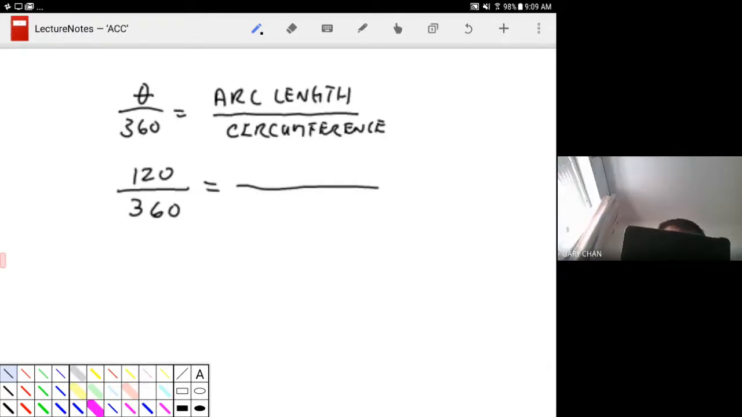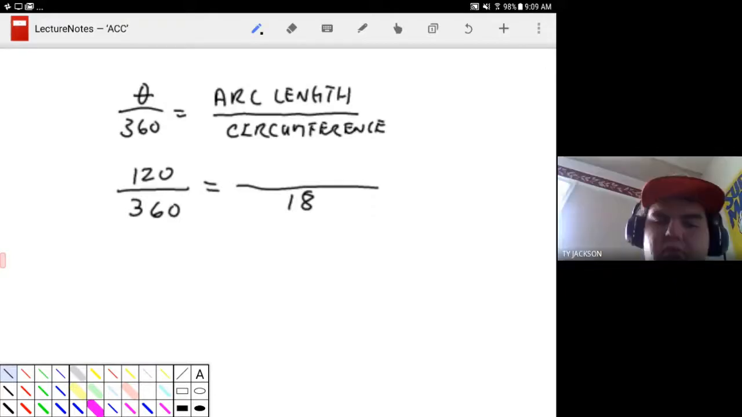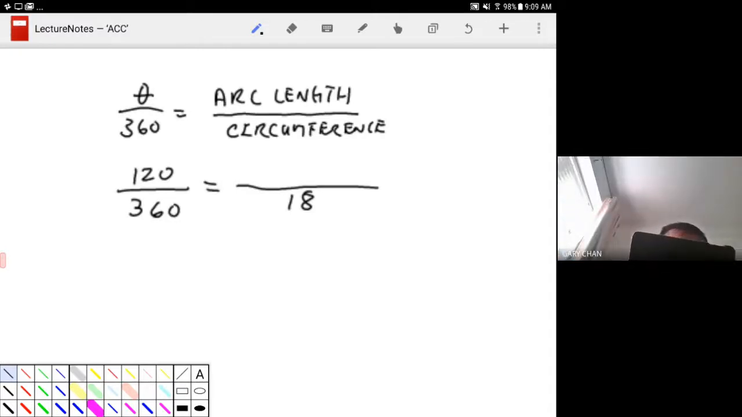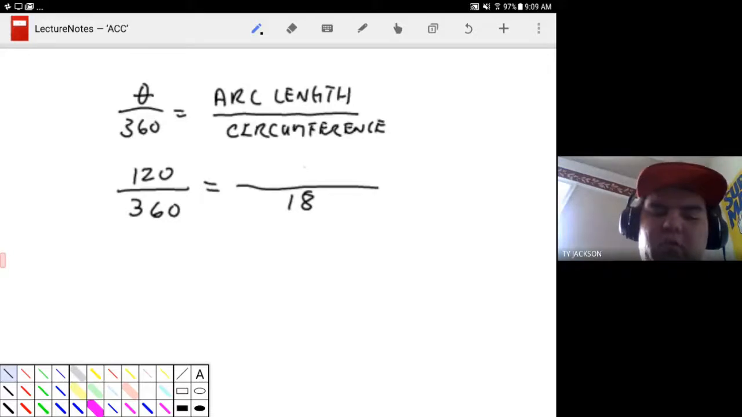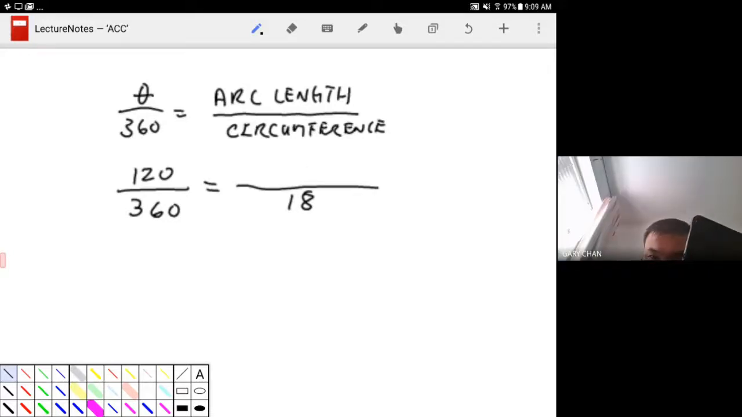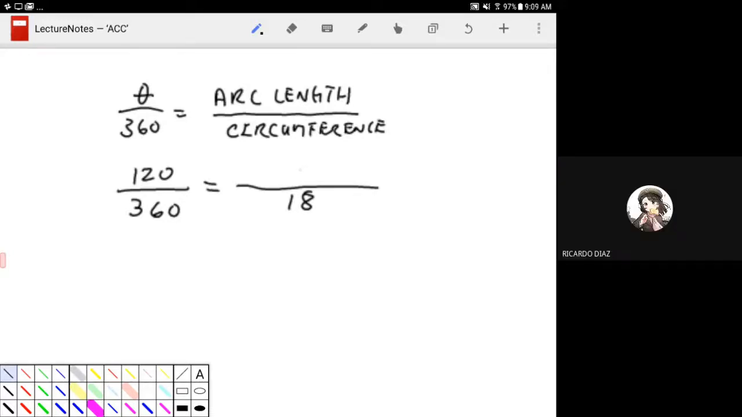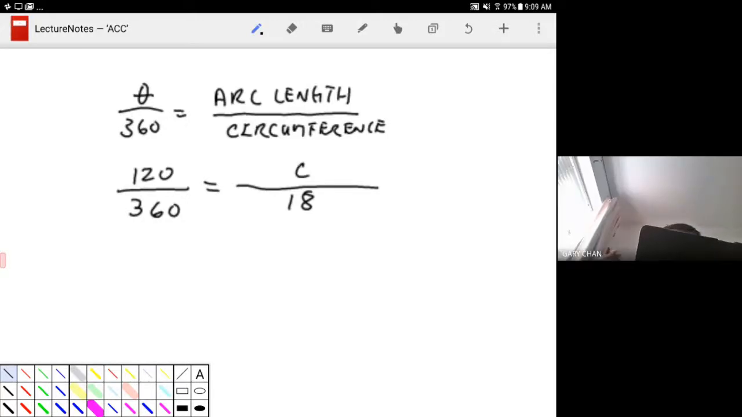Anyways, it says 18 is the circumference. So let's replace the word circumference with 18 then. What about arc length? Do we know what that is? No. Is that what we're trying to find? Yes. So let's call it something. Give it a letter. Greek letter or Roman letter? Whatever you'd like. Okay, we can call it C. So let's call it C. Okay, and we're going to try to find out what that arc length C is.